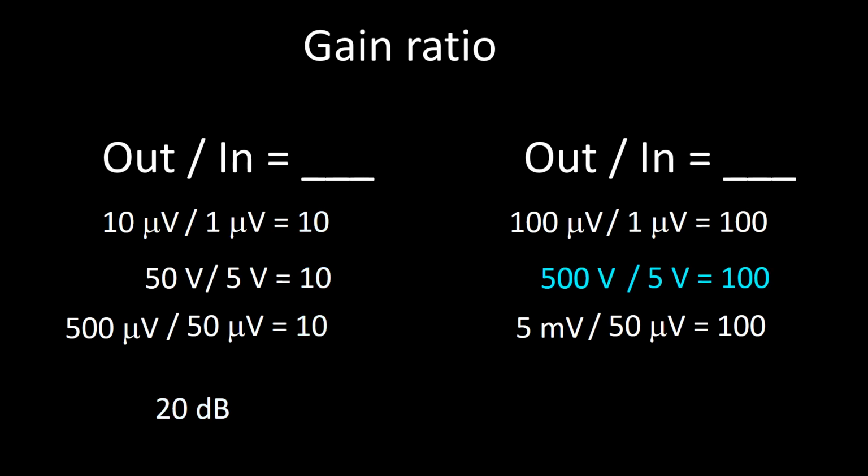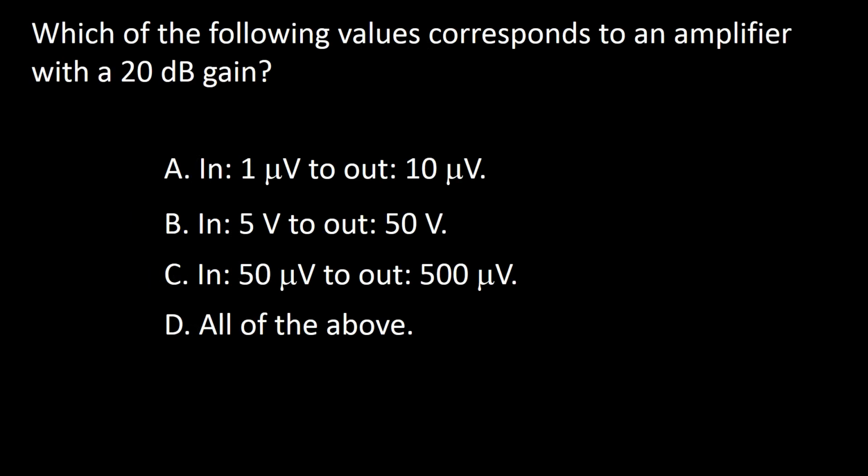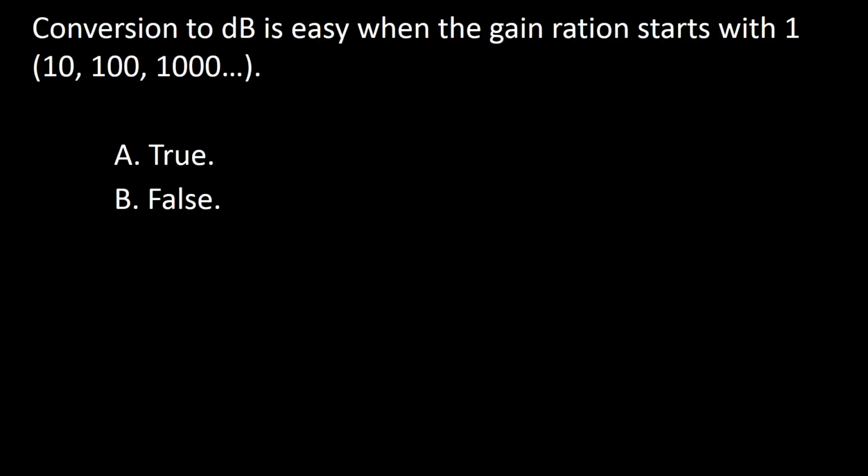Now, if you look at the other column, an output of 500 volts resulting from 5 volts input represents a gain of 100, which can be expressed in dB as 40 dB. So the answer to this question is D. Next question.